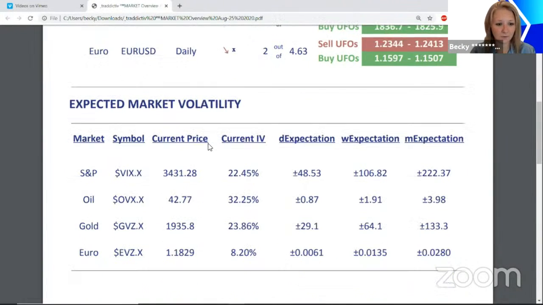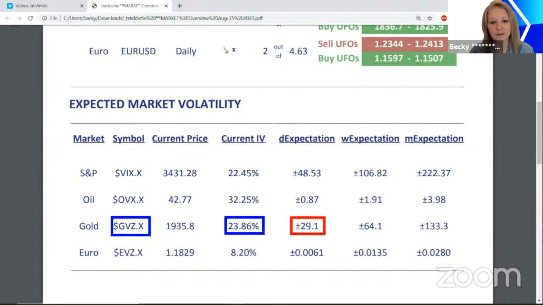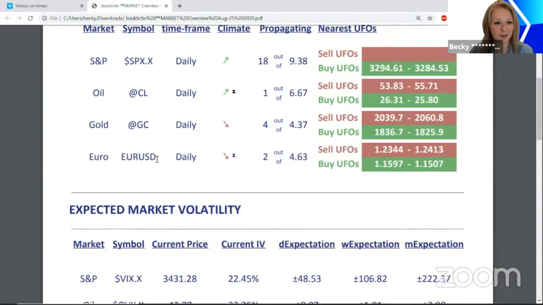Okay, so in terms of volatility with gold, we look at GVZ.X, and we expect a movement up or down in 1 year of 23.86%, which means in a day, a movement up or down of 29.1 points, in a week, 61.1 points, and in a month, 133.3 points, either up or down. Okay, so that's gold. Last market we're going to look at now is the euro dollar.